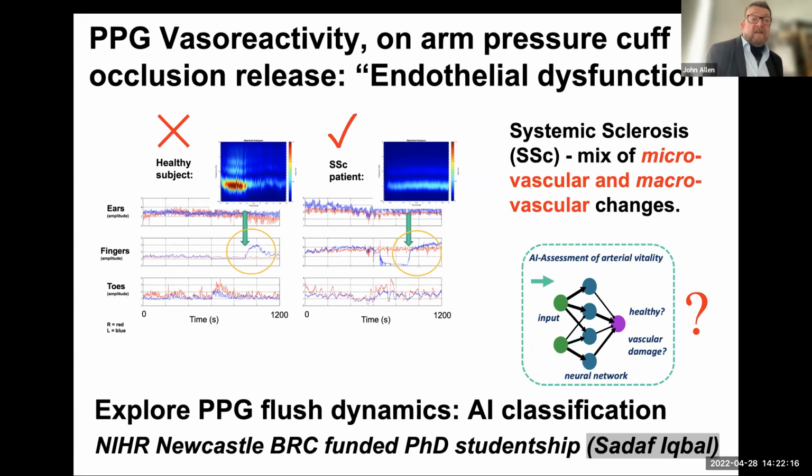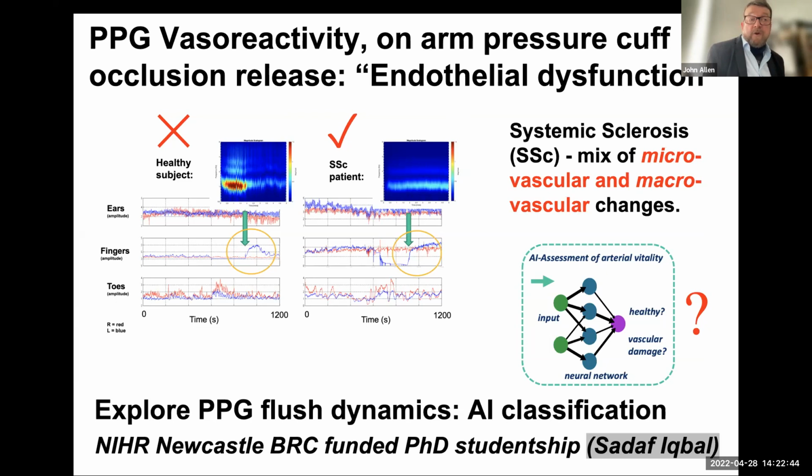I've got some traces here from a study we did quite a few years ago in systemic sclerosis, which is a connective tissue disease, which at the Freeman Hospital in Newcastle I specialised in because it links to Raynaud's. So it's a macrovascular condition. And we applied for funding to the NIHR, the Newcastle BRC, and they funded a PhD studentship. My good colleague, Mrs. Sadafi Iqbal, is now writing up a PhD and has some very interesting results from this.